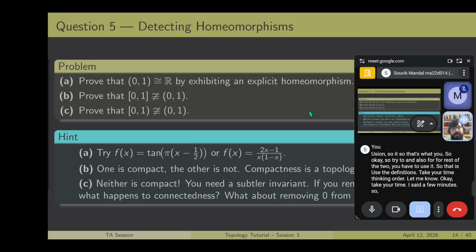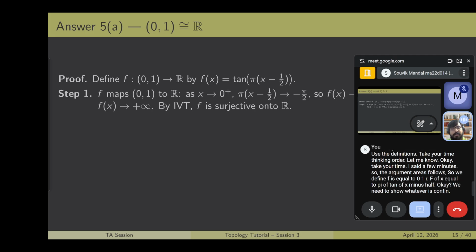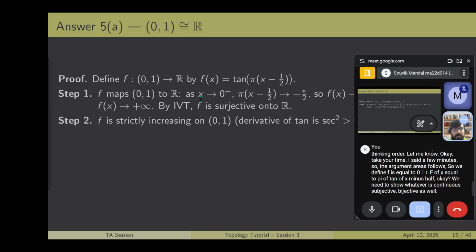So the argument is as follows. We define f from (0,1) to R, f of x equal to tan of pi times (x minus half). We need to show that f is continuous, surjective, bijective, as well as bicontinuous. First of all, f maps (0,1) to R. Because as x goes to 0 plus, pi times (x minus half) goes to minus pi by 2, and f of x goes to minus infinity. Similarly, we can show that f of x goes to plus infinity as x goes to 1 minus.